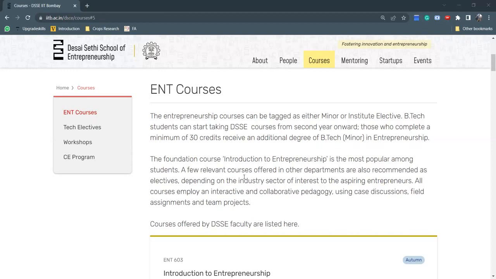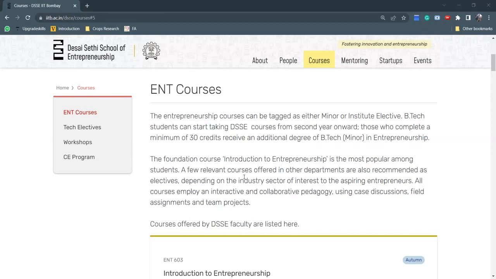So that's why I feel it's very relevant for you guys to understand why you should go for a minor in ENT courses. Generally, what I have seen is there are 3 types of students who go for ENT courses. First are those who have an idea and want to pursue it by learning things. Second are those who don't have any idea, but just want to network with people and develop an idea or maybe a startup in the future.